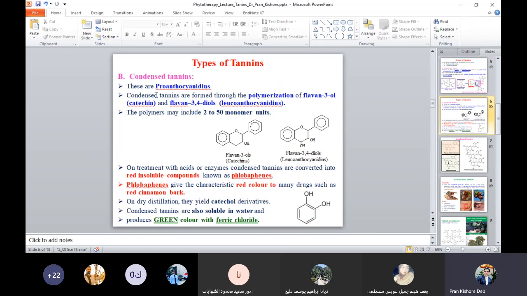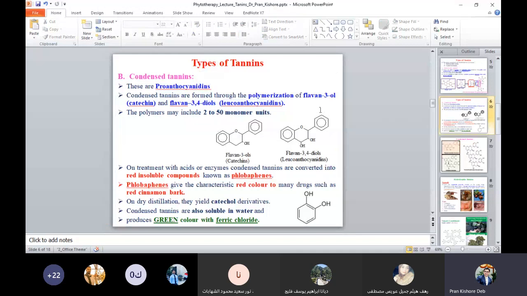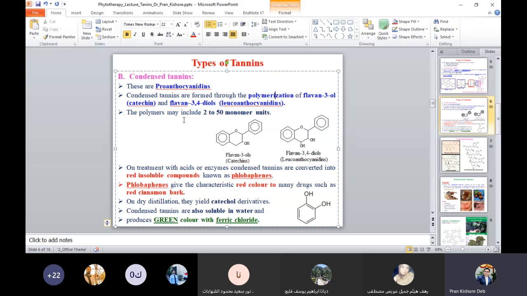Condensed tannins, they are proanthocyanidins. Condensed tannins are formed by polymerization. Okay, so see the difference. First difference, they are formed by polymerization of flavan-3-ols, an example is catechin, and flavan-3,4-diols, that is nothing but leucoanthocyanidins. Okay, so condensed tannins are proanthocyanidins. They are formed by polymerization, not by esterification. And the polymers may include 2 to 50 monomer units.